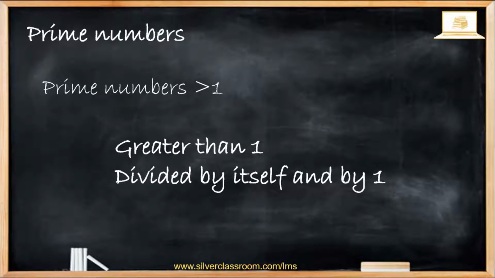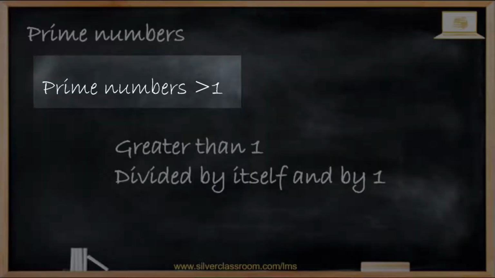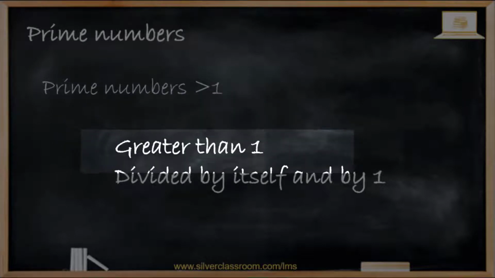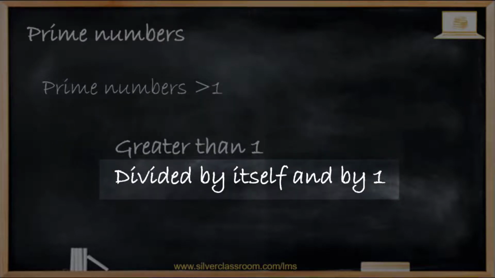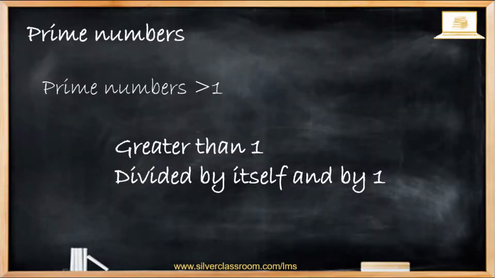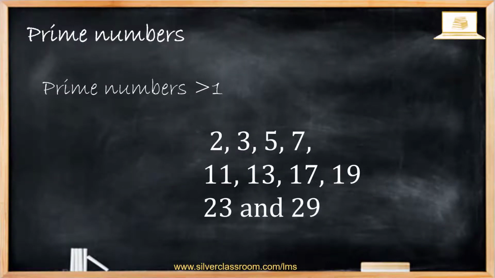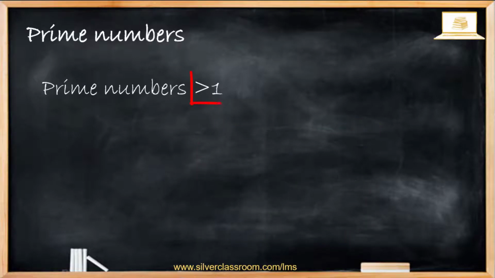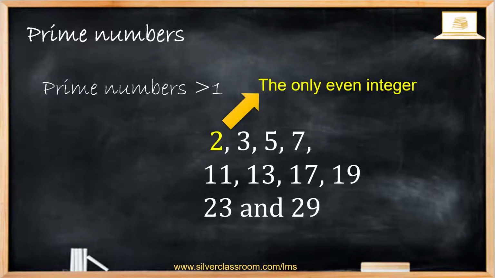A prime number is an integer greater than 1 that has only two positive divisors, 1 and itself. The first 10 prime numbers are 2, 3, 5, 7, 11, 13, 17, 19, 23, and 29. The integer 1 is not a prime number, and the integer 2 is the only prime number that is even.